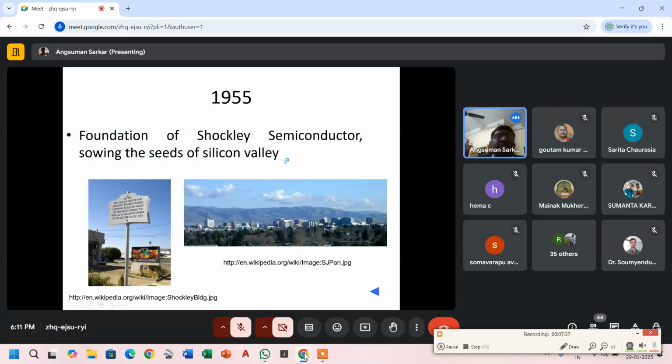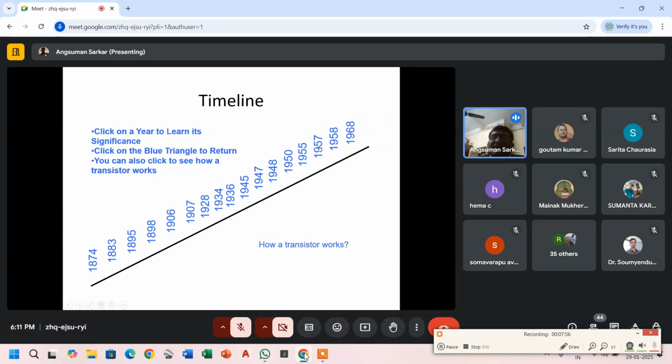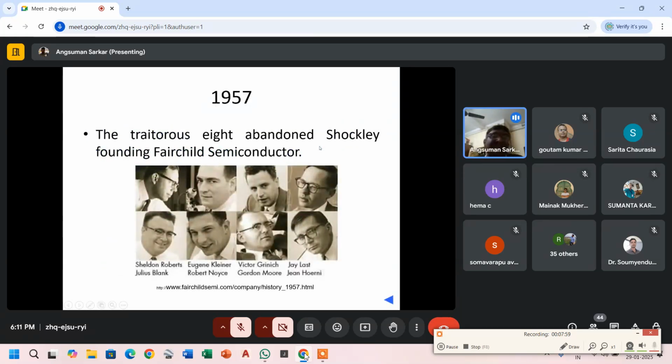In 1955, Shockley Semiconductor, sowing the seeds of Silicon Valley, first started the concept of Silicon Valley. Basically, they started an area which would rely on silicon devices and research, manufacturing, etc. So that is called Silicon Valley. That is the first idea behind Silicon Valley. In 1957, that is a famous year, the traitorous eight abandoned Shockley, founding Fairchild Semiconductor.